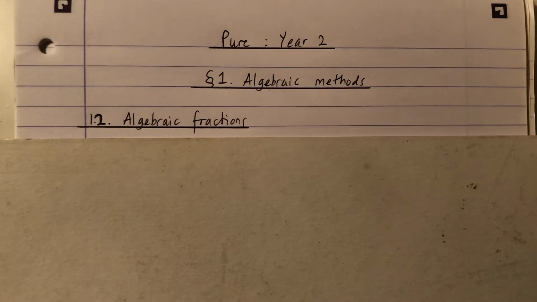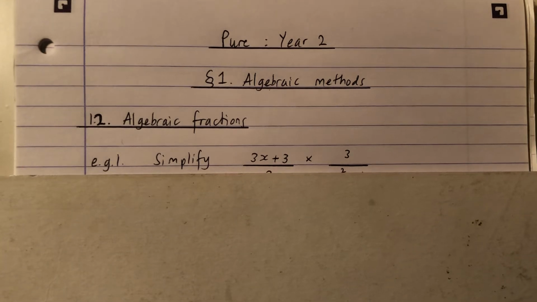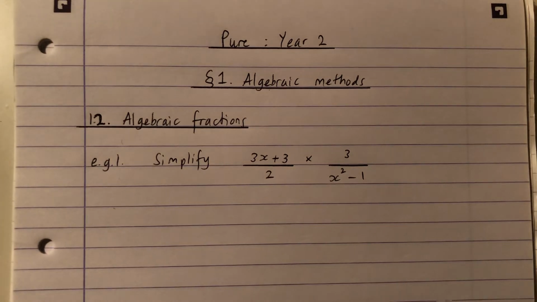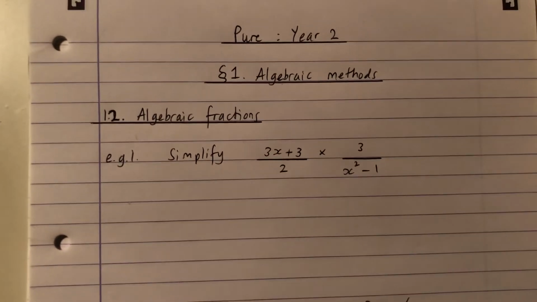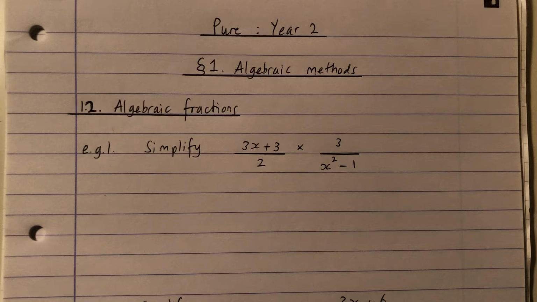So yeah, 1.2 is algebraic fractions, multiplying and dividing algebraic fractions. This was considered a difficult topic at GCSE, but now it's a relatively straightforward topic at A level. So the first pair of algebraic fractions you've got to multiply is the following: 3x plus 3 over 2 multiplied by 3 over x squared subtract 1.